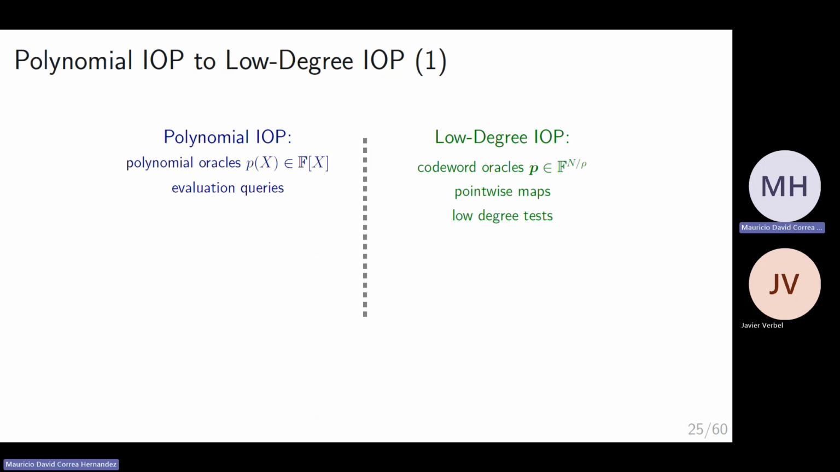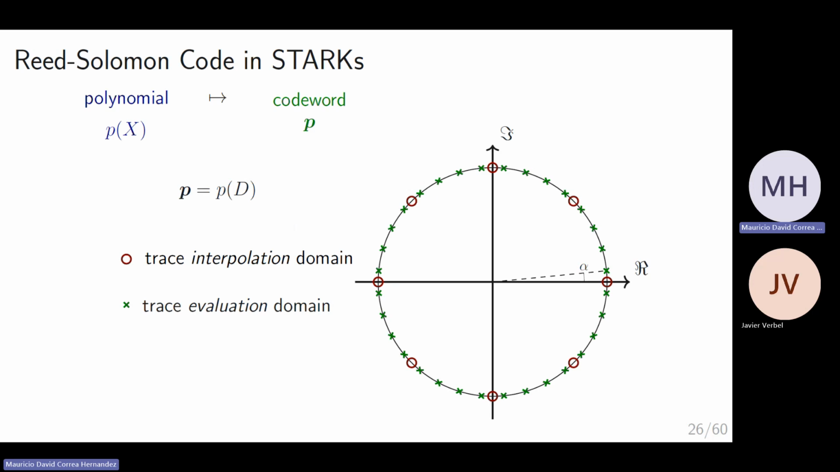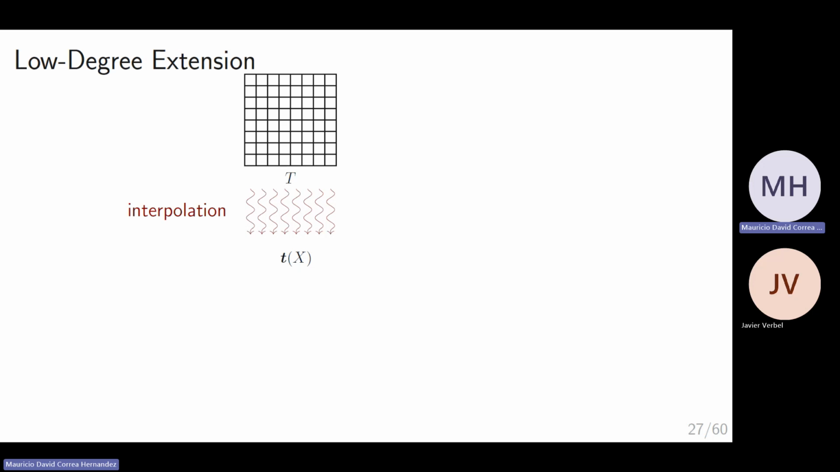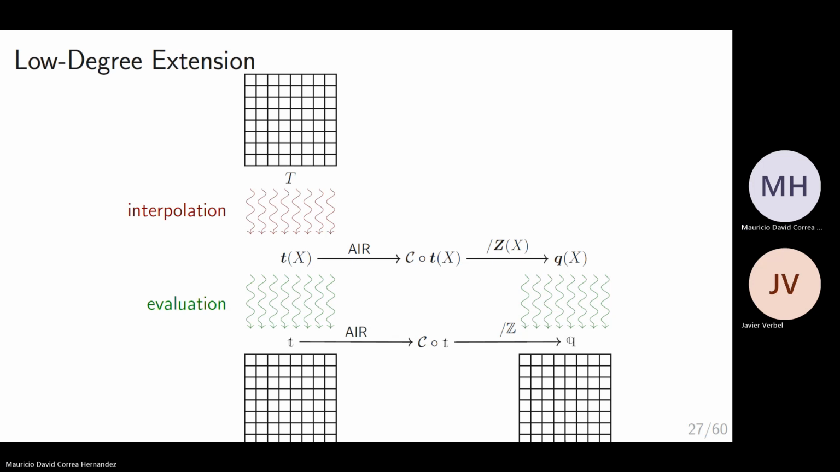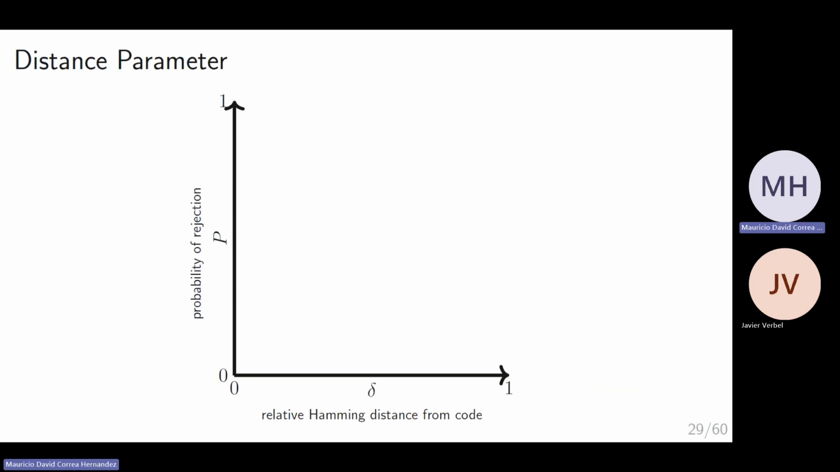It's DEEP. We want to reduce this polynomial IOP to a low-degree IOP, and to that effect, we identify polynomials with their codewords obtained by evaluating those polynomials on another domain D, and that other domain D also consists of equally spaced points on the unit circle, just a lot more. Since we're doing interpolation and then evaluation, we're going to merge those two steps into low-degree extension. Then we have the DEEP update, which is a point-wise map that we can apply to a vector to obtain a new vector.